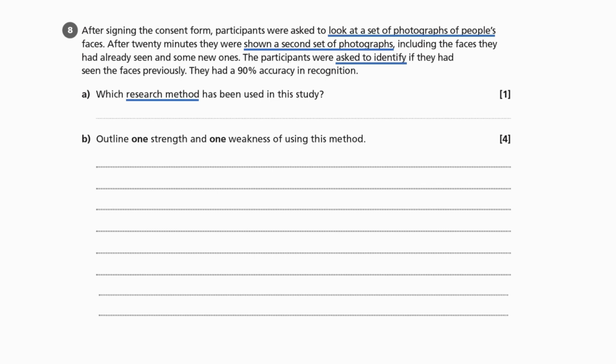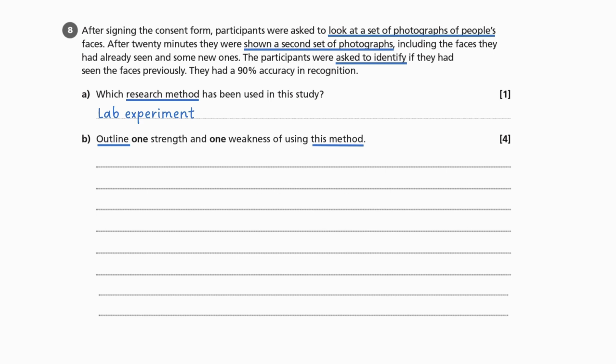So question 8A asks you which research method has been used in the study, and there's only 1 mark, so you just need to state what the research method is. And then question B, the command word here is outline, and you just need to outline one strength and one weakness of using that method. And this means you must make sure that you are evaluating the research method that you refer to in question 8A.